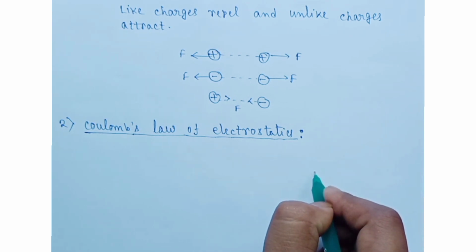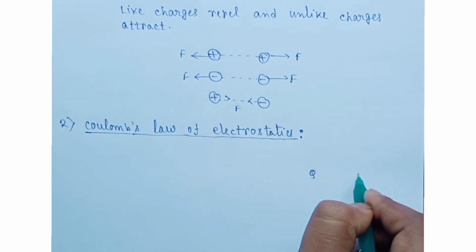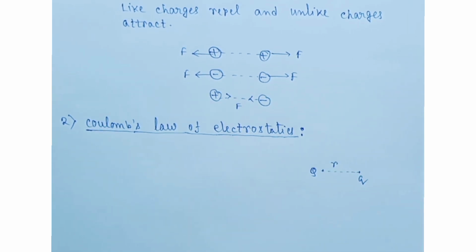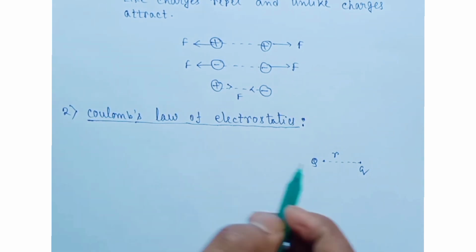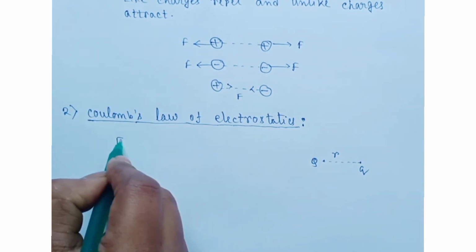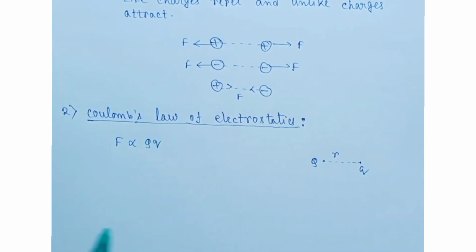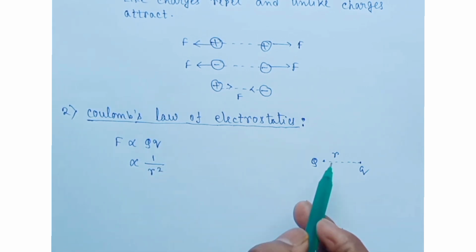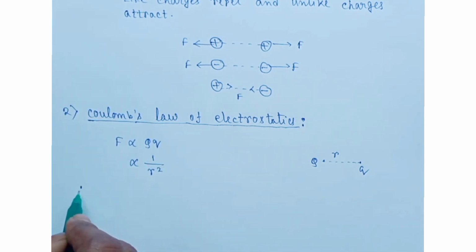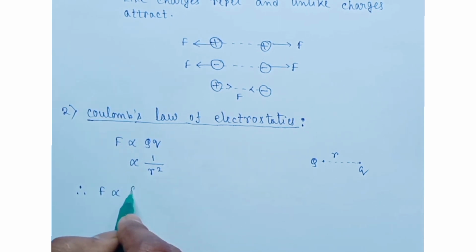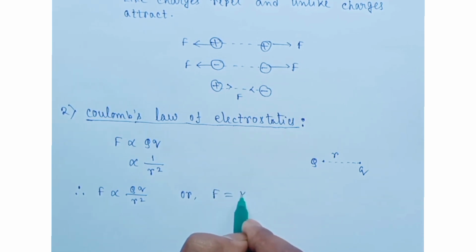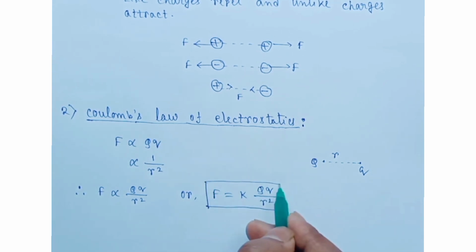Let us consider two charges, capital Q and small q, placed at a separation r. Then Coulomb's law states that the electrostatic force between these two charges is directly proportional to the product of the charges and inversely proportional to the square of the distance between the charges. Therefore, we get F is proportional to Qq by r square, or F is equal to some constant k into Qq by r square. This is the mathematical form of Coulomb's law.